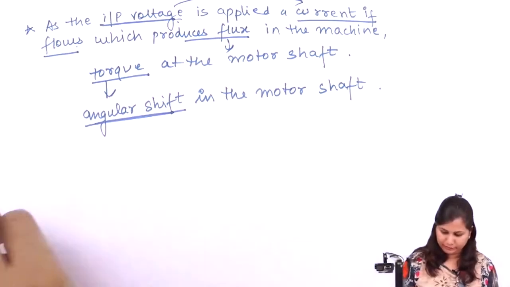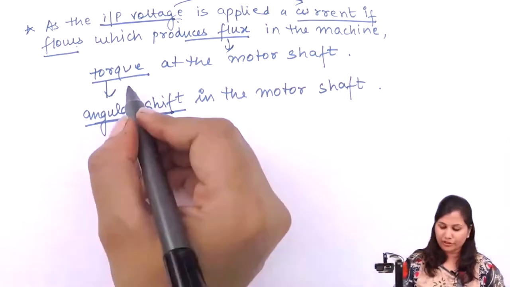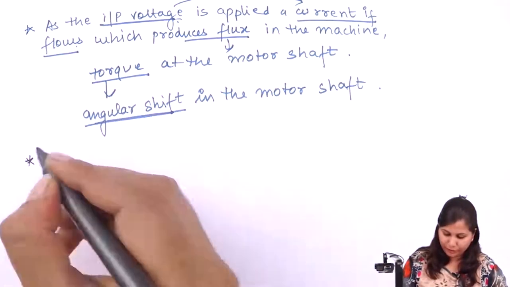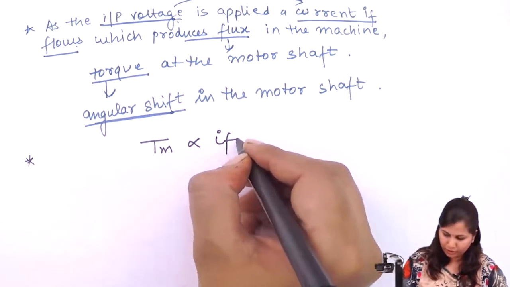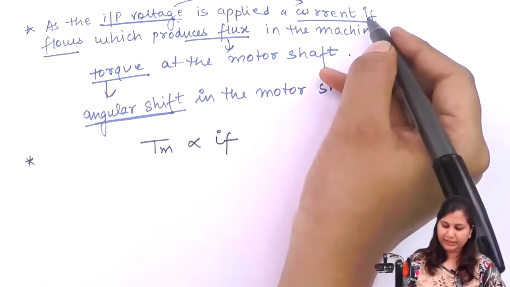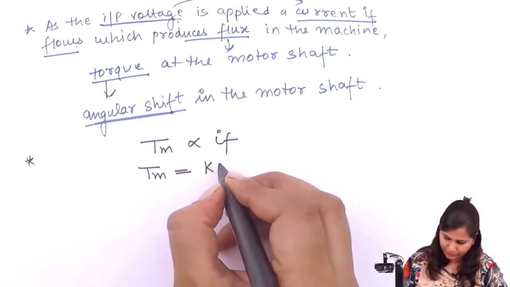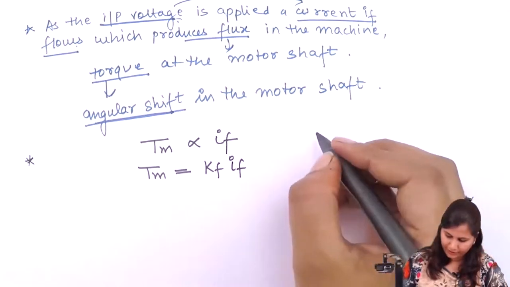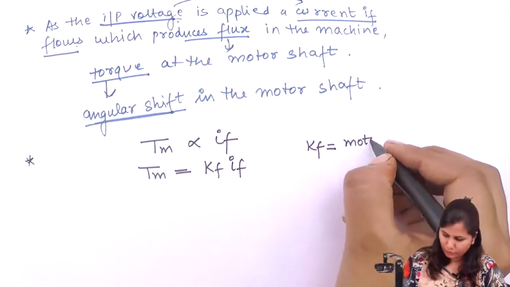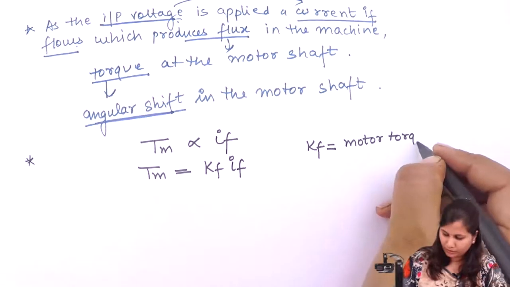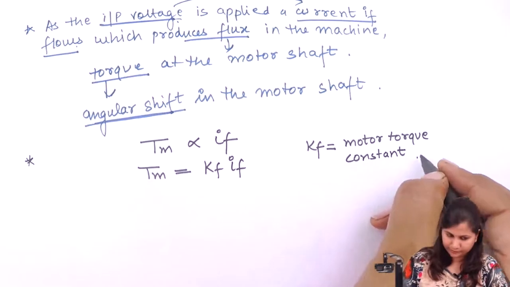The torque which is produced at the motor shaft will be proportional to the field current which is producing it. So torque Tm is proportional to the field current. If we remove this proportionality sign, we have the constant Kf, so Tm equals Kf If. And what is this constant? We will call it the motor torque constant.